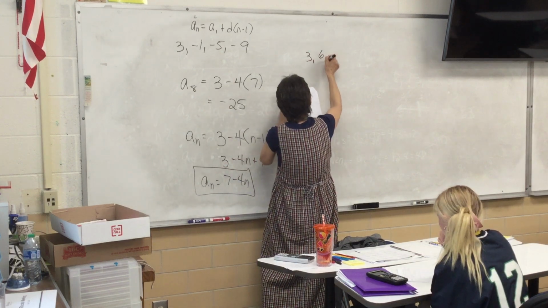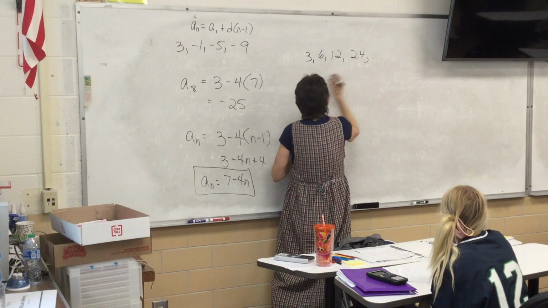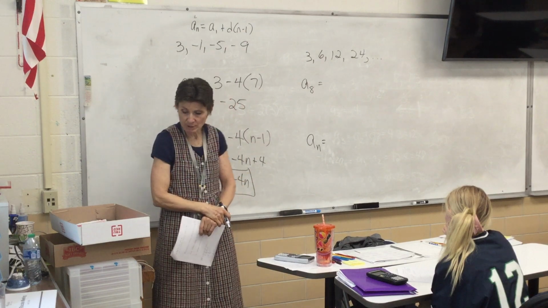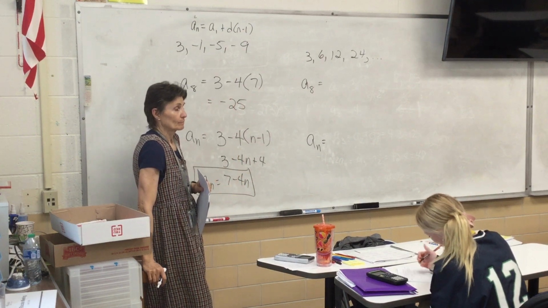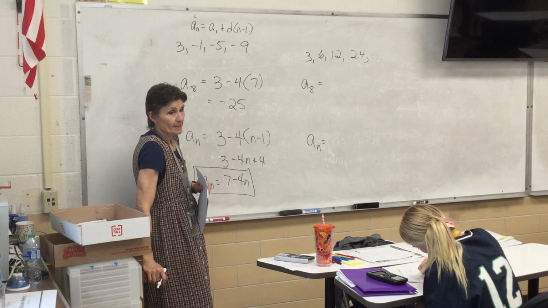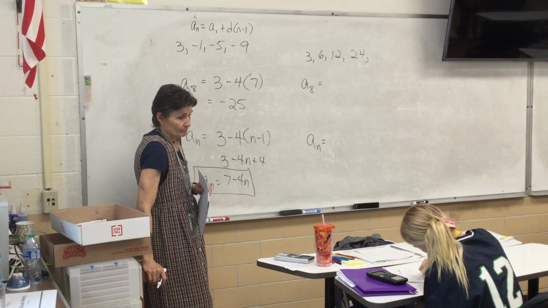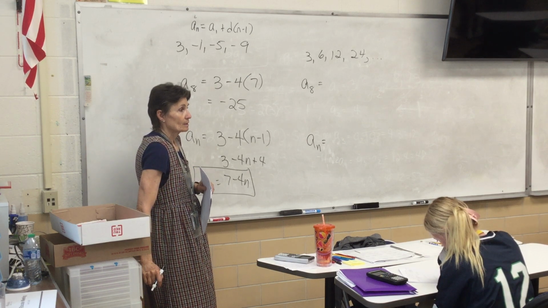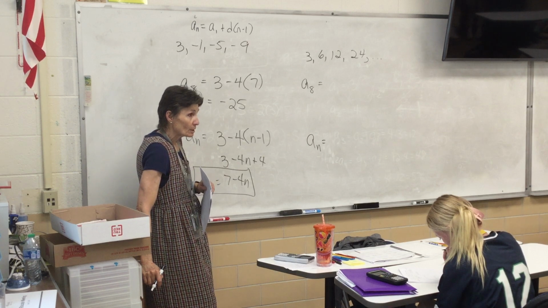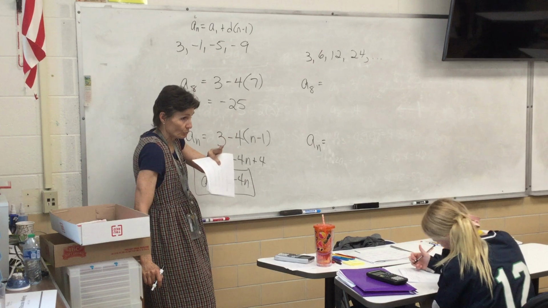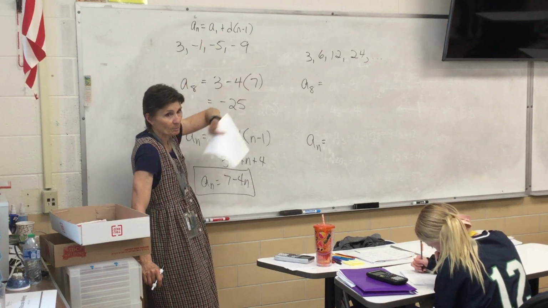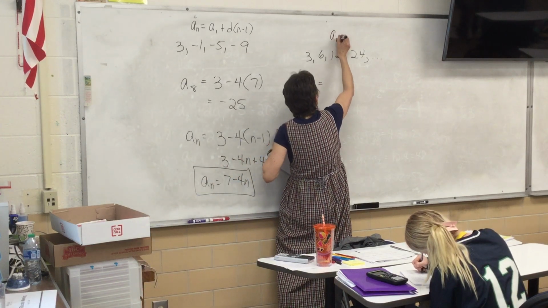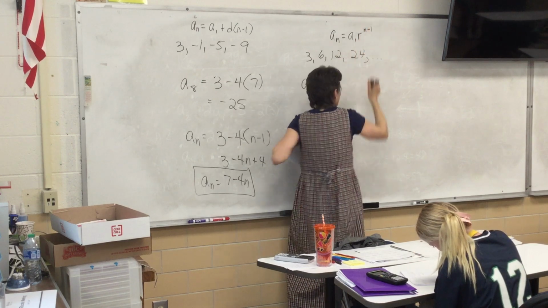Now let's see if you can do the same thing with the next one. So we want to find a sub 8 again, and then we want to find a formula for this particular sequence. Okay? So what do you notice about this sequence? You're multiplying by 2. If you're multiplying by 2, it is not arithmetic. If you're multiplying by 2, it is geometric. And your formula for geometric is this one.